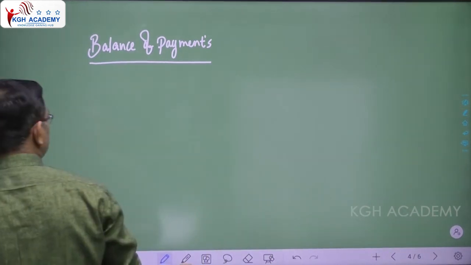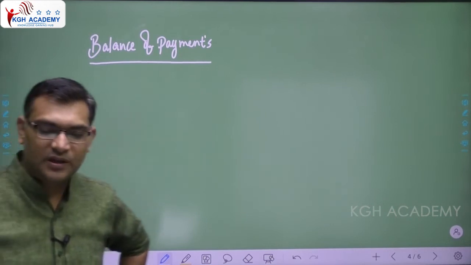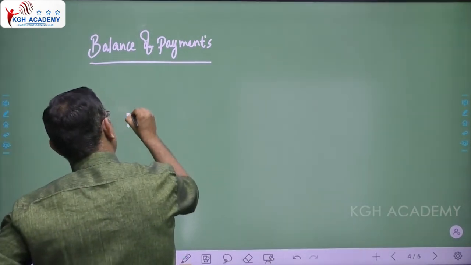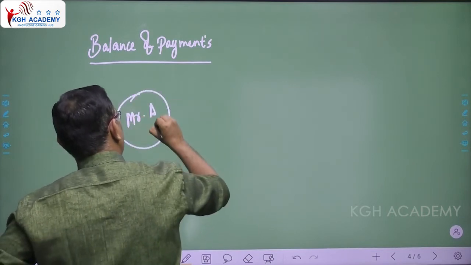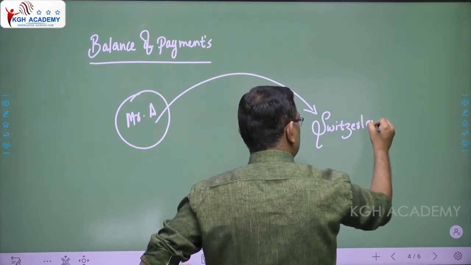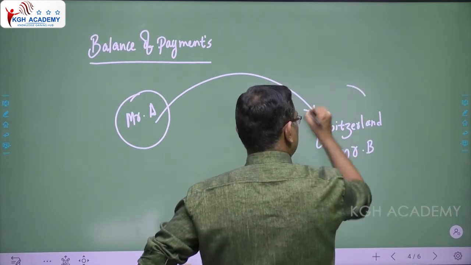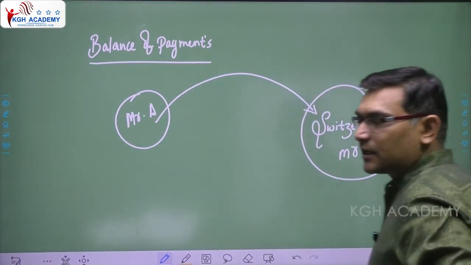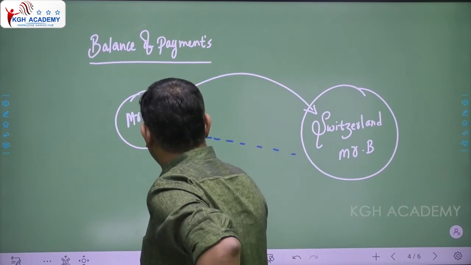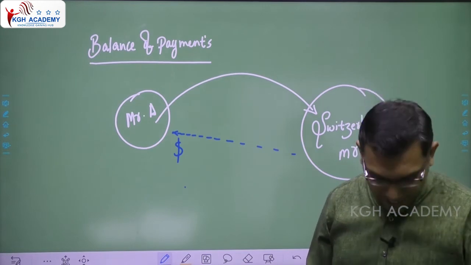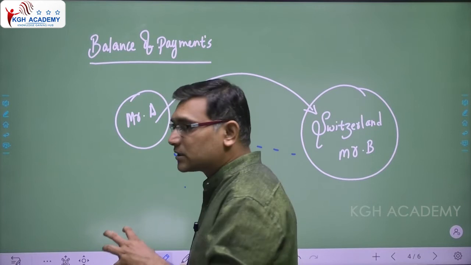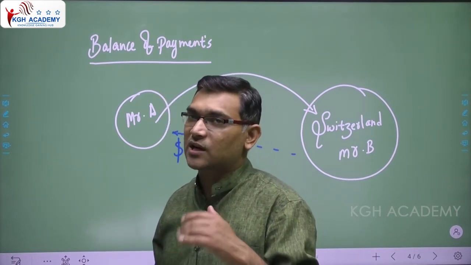Simply, you see, suppose any transaction has to take place. For example, suppose Mr. A is doing a trade with a country, Switzerland, that means Mr. B in Switzerland. Now, whatever he will pay, he will pay in terms of dollars only. Yes or no? That is globally accepted. That's why he will pay in terms of dollars. Now, how do I get these dollars? First I have to earn, then only I can buy.